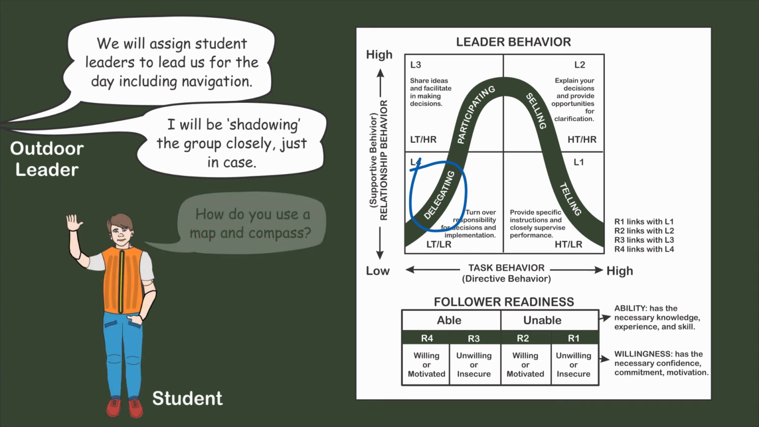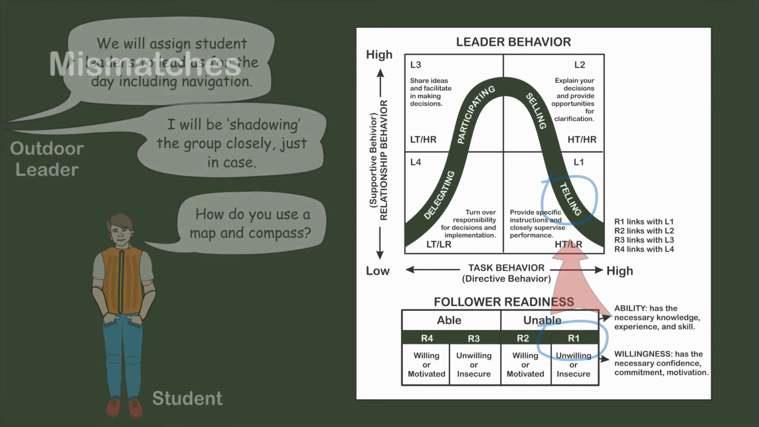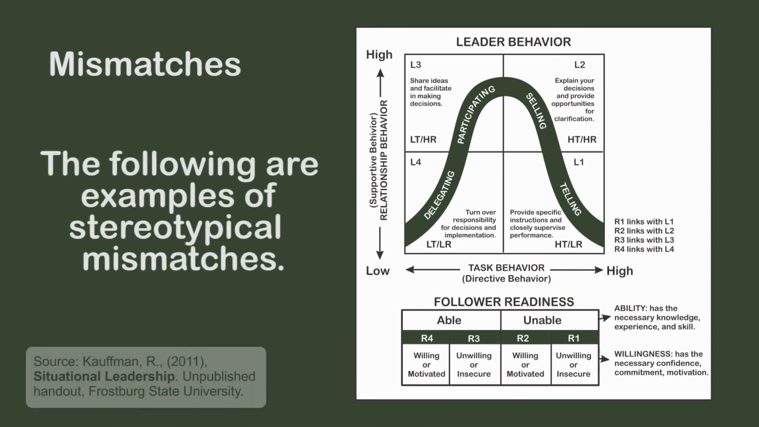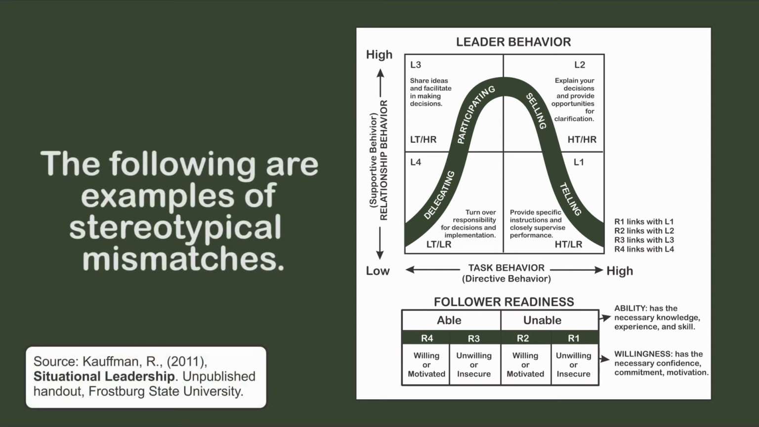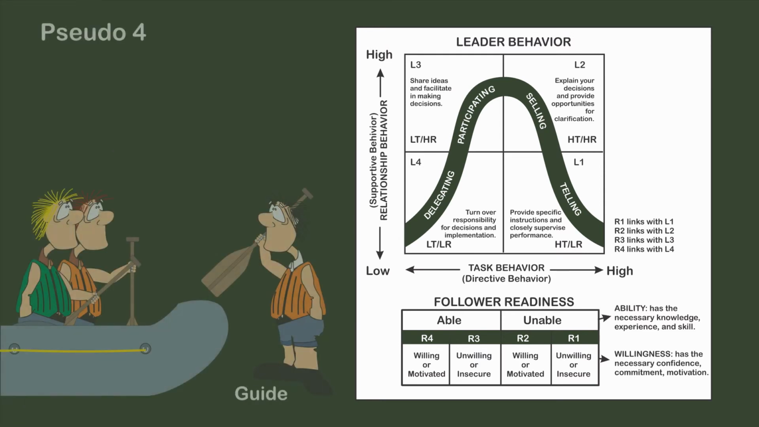One of the students raises his hand and notes that he doesn't know how to use a map and compass. The leader is providing delegating or observing behavior, while the student needs a telling behavior to learn about map and compass skills. The situational leadership can be used to explain stereotypical leadership styles that are mismatches.